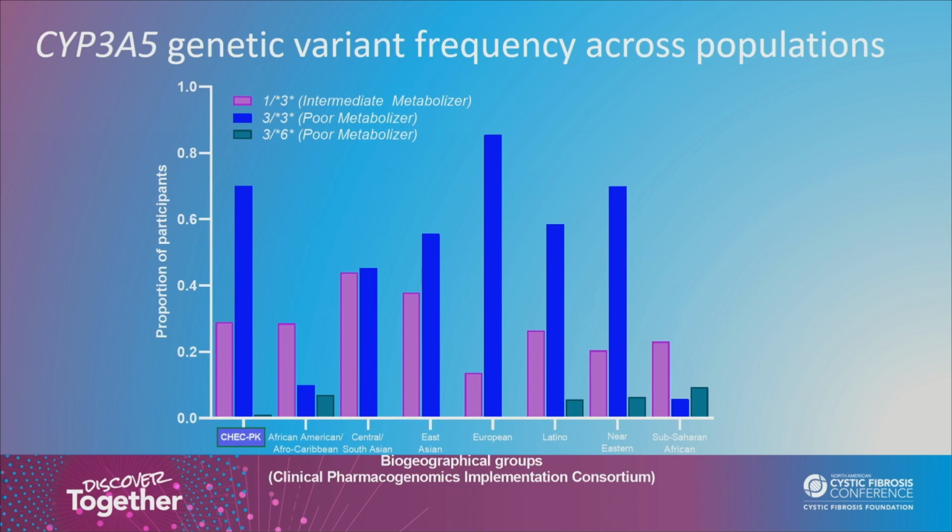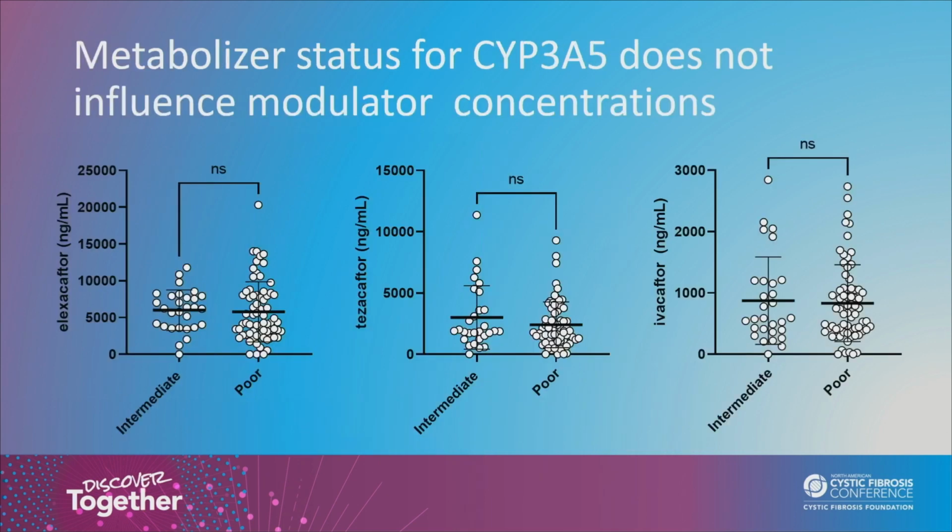And so the next thing that we did was we looked at the metabolizer status versus whether they had functional protein or not, and looked at the concentrations. And we really do not see a difference in concentrations between intermediate and poor metabolizers. Now, if we do have a normal metabolizer, someone who is able to have two functional genes that produce a functional CYP3A5, we might see a difference. We just didn't have any in this sample.